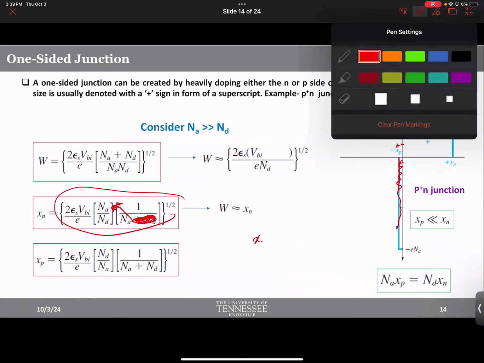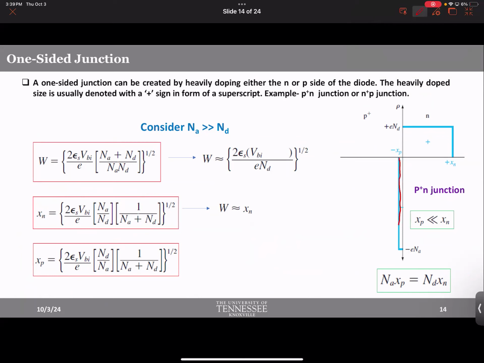And that's exactly what's happening here. In the P region you have a really narrow region, because it's P plus, heavily doped. And on the other side, it's thicker. I'll explain the physical reason now. Are you all with me so far? And you can see from the math, just put in the numbers.